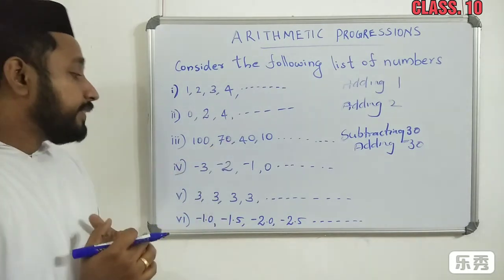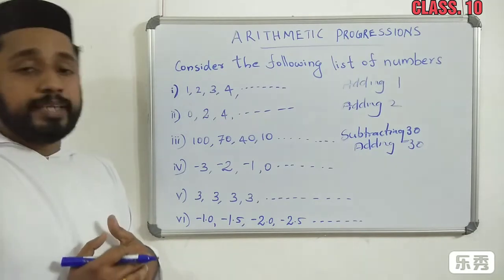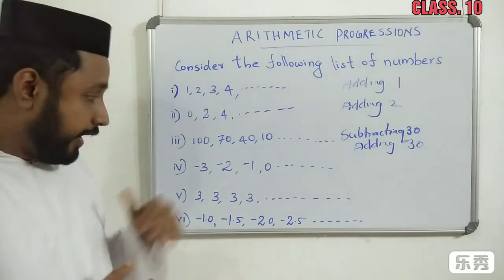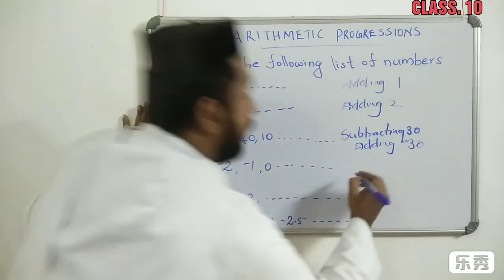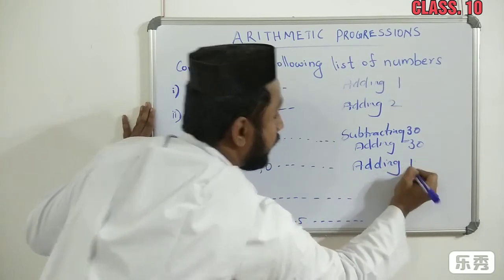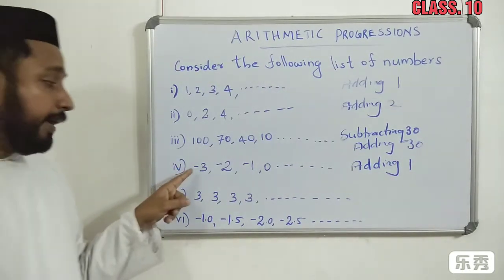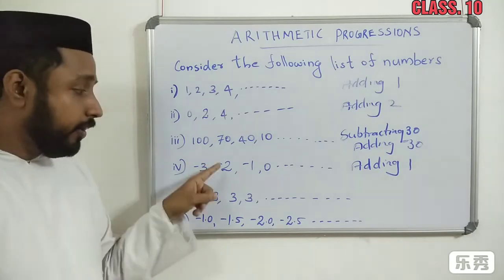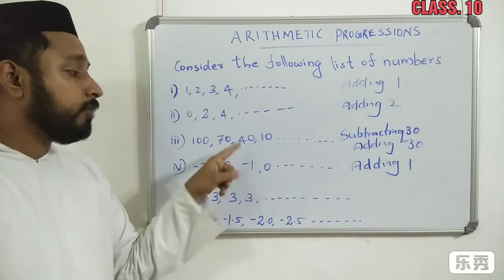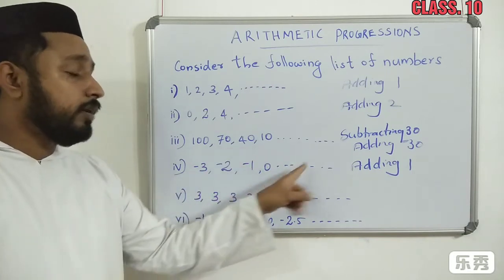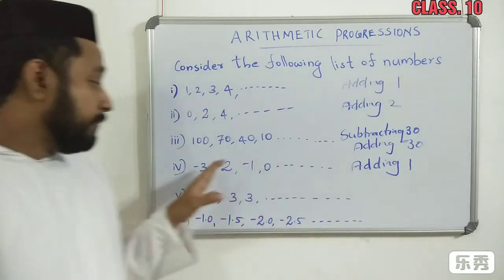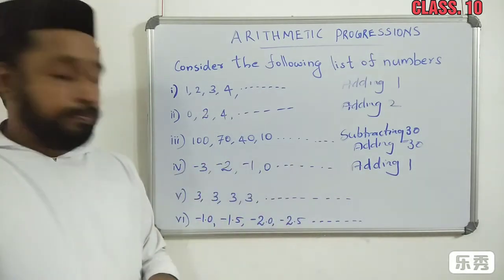Next one, minus 3, minus 2, minus 1, 0, etc. Can you say which number is being added? Here we are adding plus 1. When we add minus 3 plus 1, we get minus 2. Minus 2 plus 1, we get minus 1. Minus 1 plus 1 gives 0. 0 plus 1, and so on. So we are adding 1 to the preceding term to get the next term.